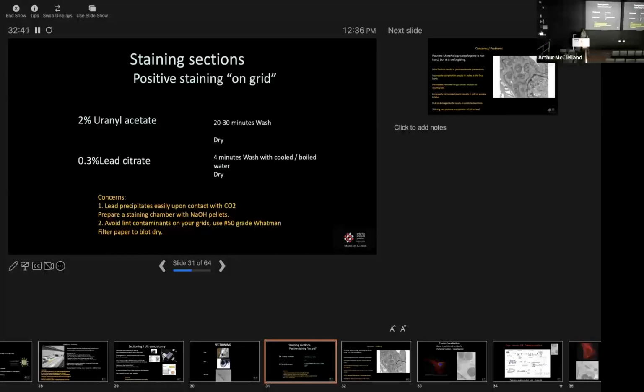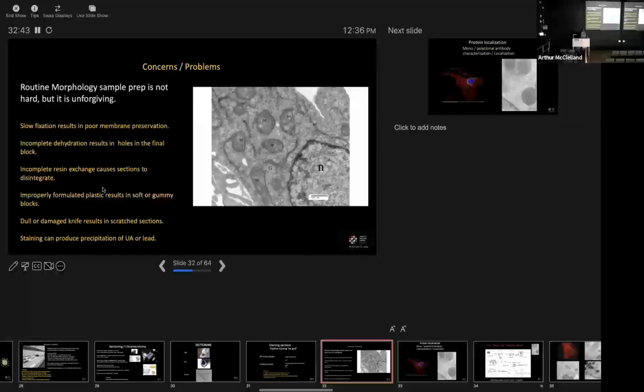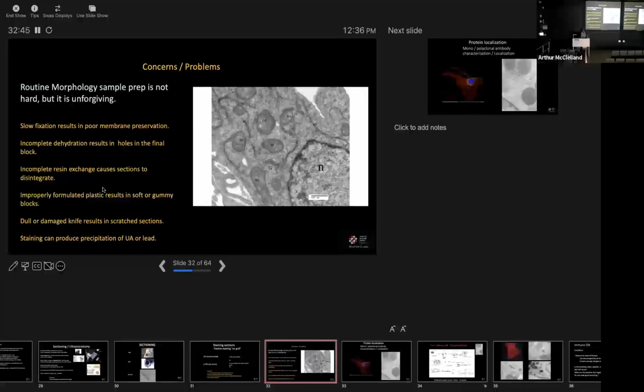But this is where your problems are going to come in. Or you can have lots of knife marks and wrinkles and all sorts of things that send you back to the microtome. So the routine morphology sample preparation is not hard. We're not heavy lifting here. We're not digging ditches, but it's unforgiving. And I guess that's where the hard part is.